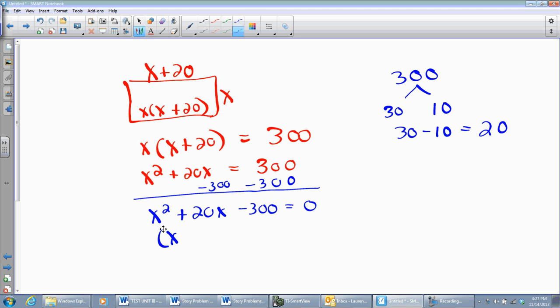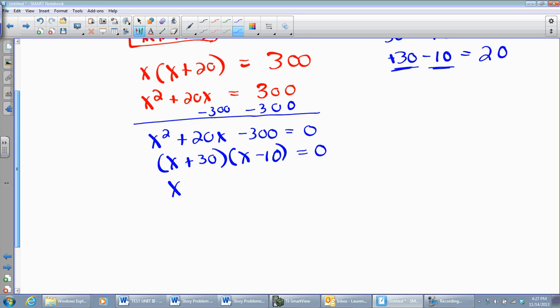So I'm going to do x plus a 30 and x minus a 10. How did I know to use the signs? Well, the 30 was positive. The 10 was negative, right? So there's my 2 signs. All right, I'm going to solve. X is going to equal negative 30 or x is going to equal 10.